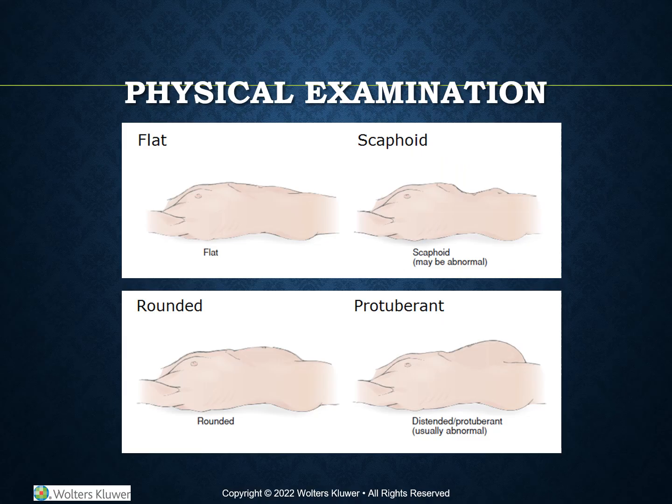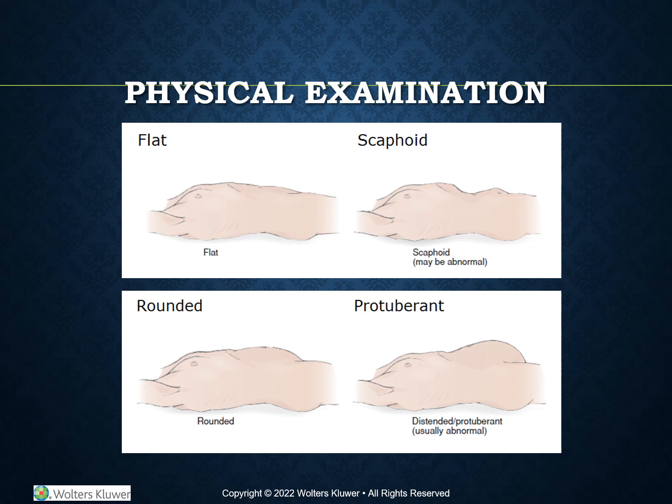These pictures demonstrate the different contours of the abdomen: flat, scaphoid, which is many times due to malnutrition, rounded, and protuberant, which means distended when it's usually an abnormal finding. One example of a protuberant abdomen is ascites, or fluid in the abdomen. The fluid could be diffused or shifted to one side.